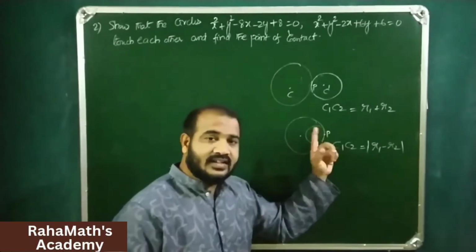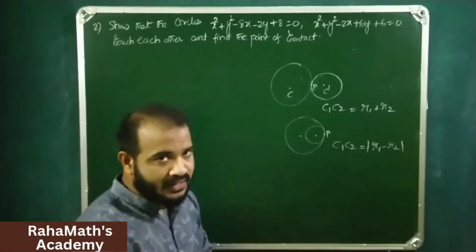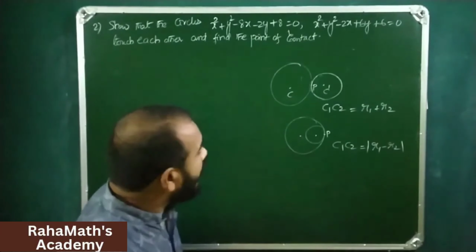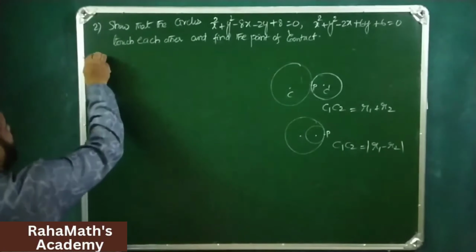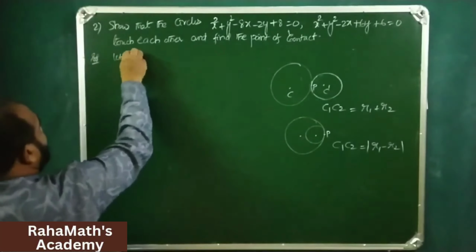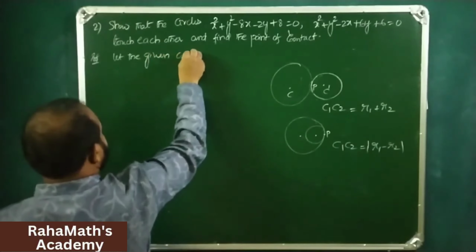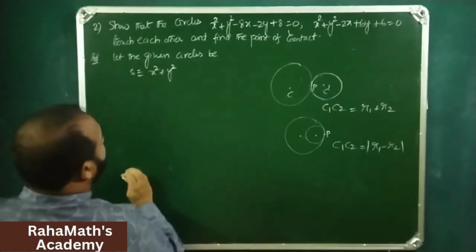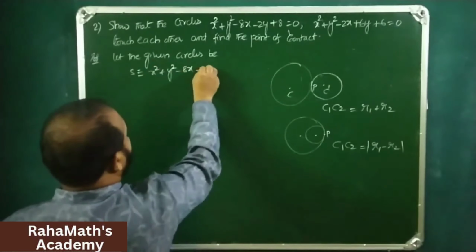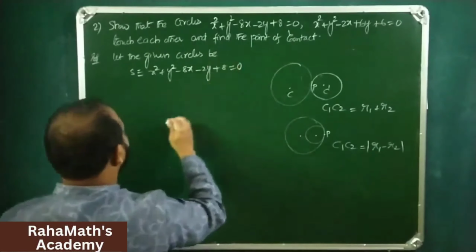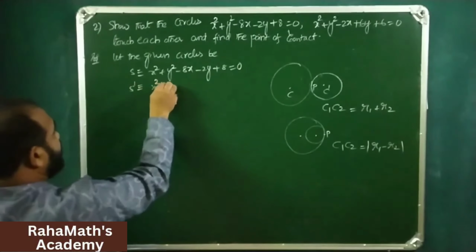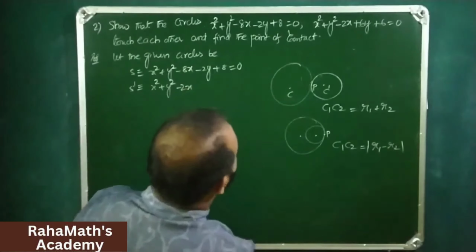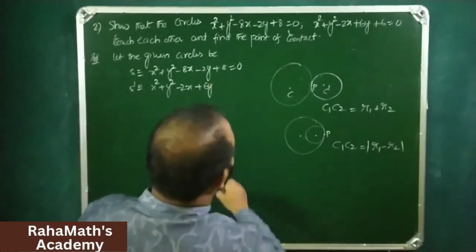point of contact is the external center of similitude: R1x2 minus R2x1 by R1 minus R2, R1y2 minus R2y1 by R1 minus R2. So let us see that. Solution: let the given circles be S, x square plus y square minus 8x minus 2y plus 8 equals 0, and S dash is x square plus y square minus 2x plus 6y plus 6 equals 0.